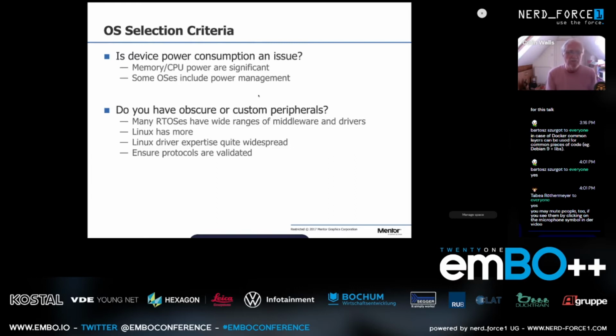Do you have any weird peripheral devices? Well, most RTOSes have a good range of middleware and drivers. Linux has more. Linux has a massive array of possible drivers, almost anything you can imagine. And there is a lot of Linux driver expertise around. So if you need a specialized driver written, then you can probably find somebody to do it for you. Incidentally, if you're looking at buying communication protocols, make sure they're validated. I mentioned this a little earlier on, but I don't apologize for repeating it because it's very important that only with validated protocols can you be certain they'll talk to other devices with the same protocol.